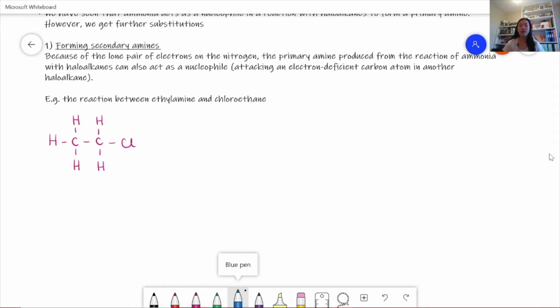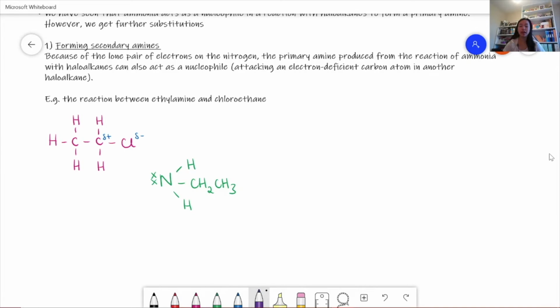And again we have the partial charges on carbon and chlorine. And now the nucleophile, instead of it being ammonia, is the ethylamine that we produced in the reaction with ammonia. So we have a nitrogen with a hydrogen, and then an ethyl group, so CH2CH3, and then a hydrogen. And remember that we've got this lone pair of electrons on the nitrogen, and this is what allows it to act as a nucleophile like ammonia is.